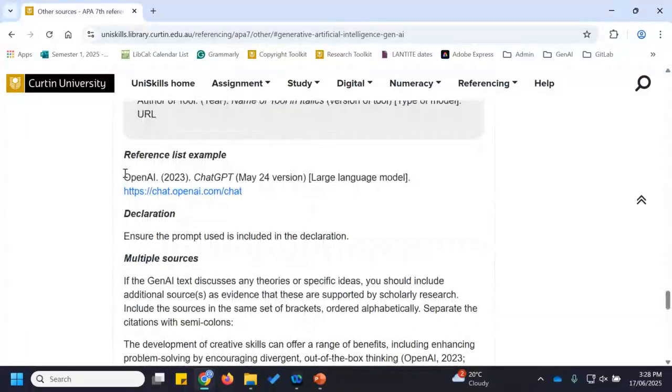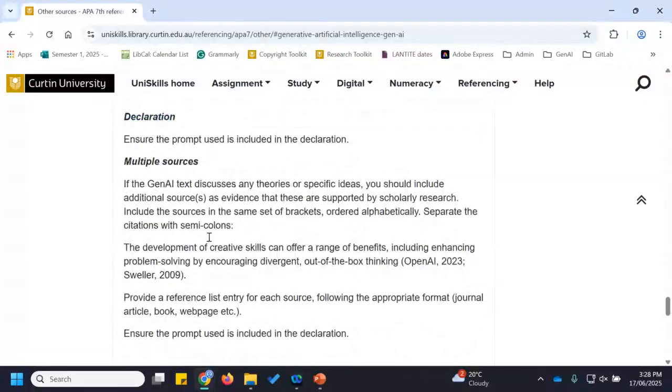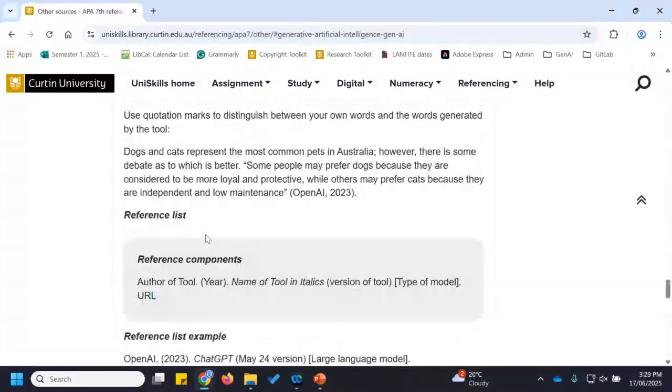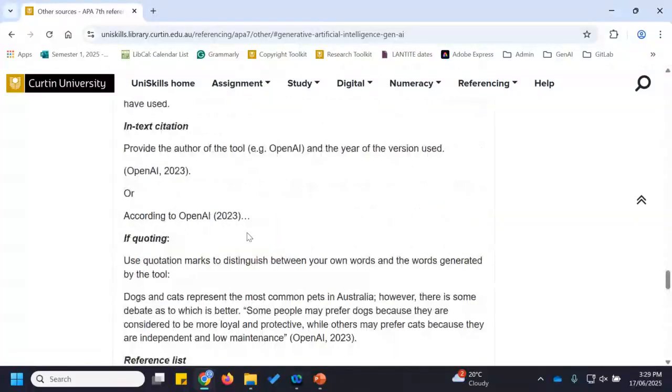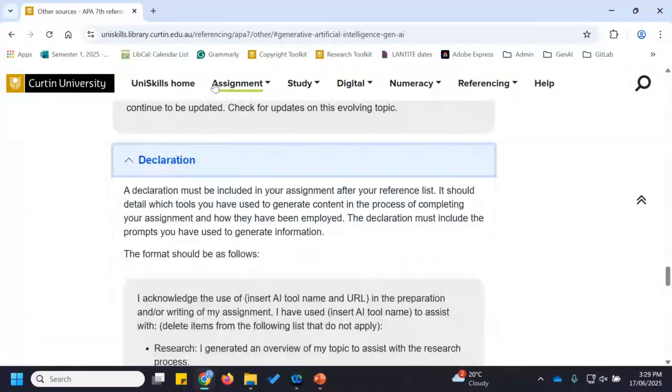So a reference list example would be the model, and then the tool that you used, when you used it, plus your declaration, and your in-text citation would be that model and then the year. So again, just like any other reference that you need to include, this one just also has that declaration with all the extra information about why you used it, how you used it, and what it gave you.